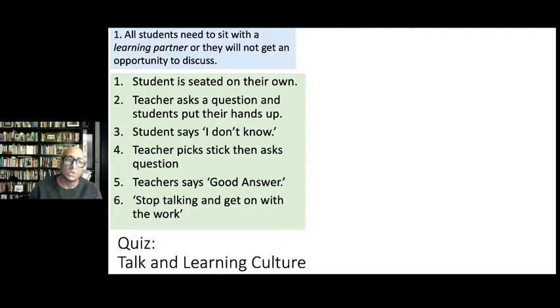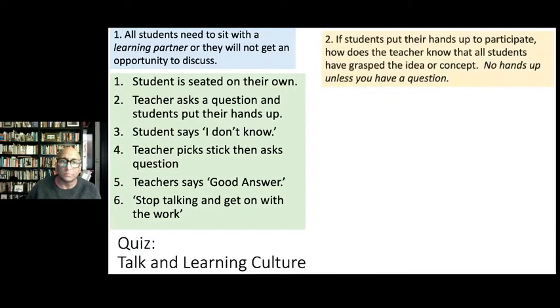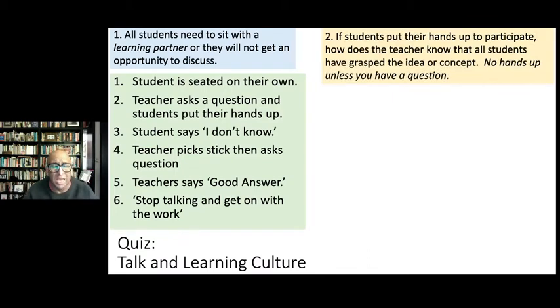The teacher asks a question and students put their hands up. Well, if students put their hands up to participate, how does the teacher know that all students have grasped the idea or concept? Also, we only allow those students who put up their hands to participate and dominate, those high attaining, attention-seeking students, and create shadows for all these other students to hide in and do very little. We should be developing a culture where there's no hands up and randomization, and every student could be called on at any moment.